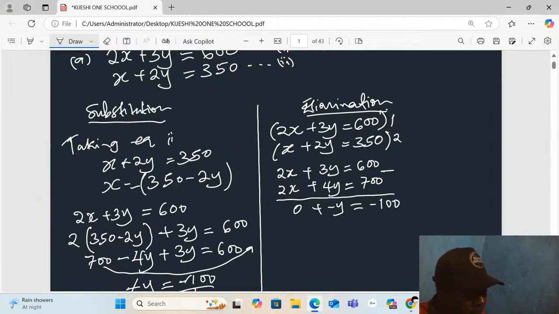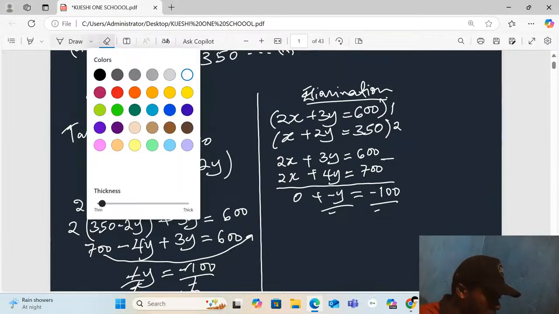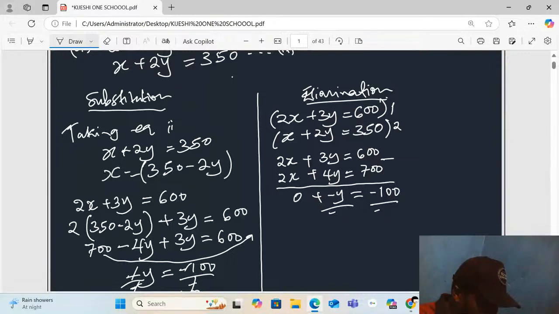Then we now find the value of y. So we're going to divide both sides by negative, so that negative going with negative, that is how the negative sign disappears. So we shall have y equals to 100.